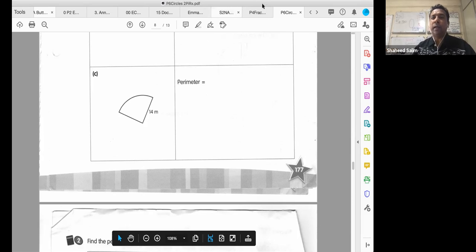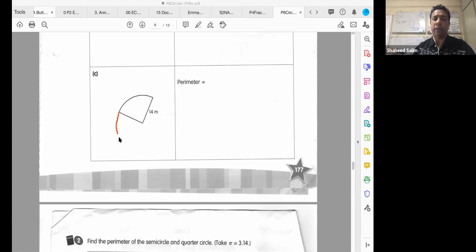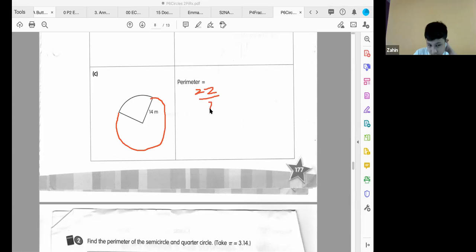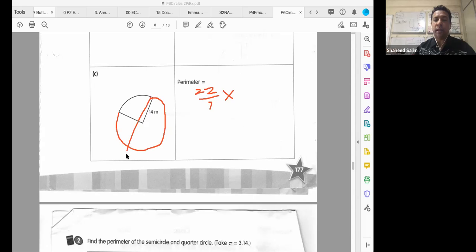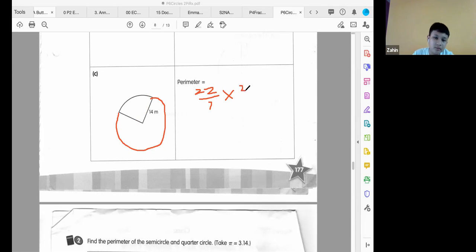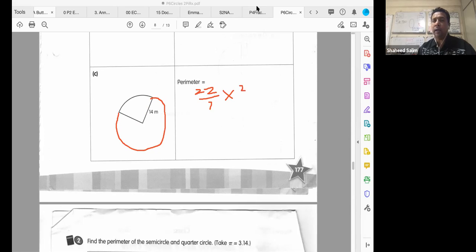Or Zahin, you tell us now. How to find the circumference? Circumference means the whole thing. Answer the whole thing. 22/7 times what, Zahin? Times 28. You take 14 times 2 to find the diameter. 14 times 2 gets the diameter, right? So now times 28. This part you are okay, Ilhan? Times 28, you are okay?